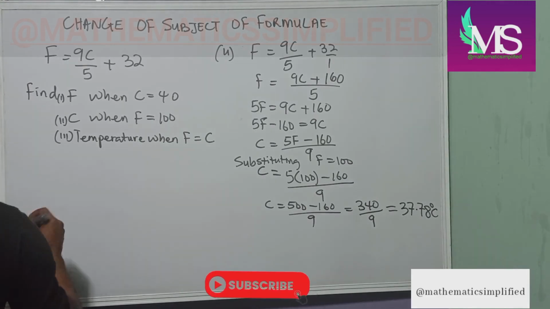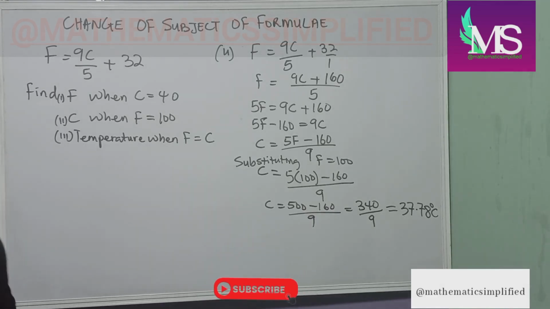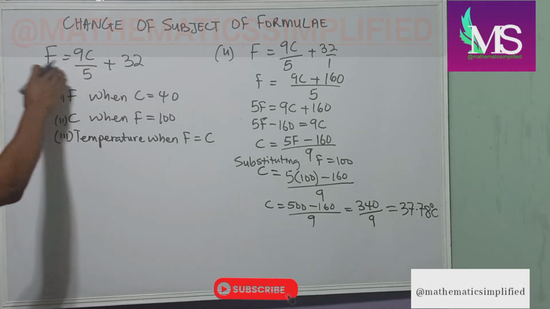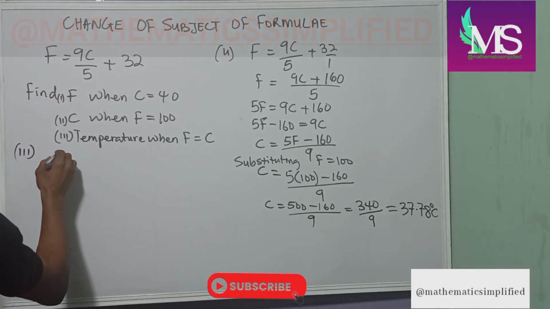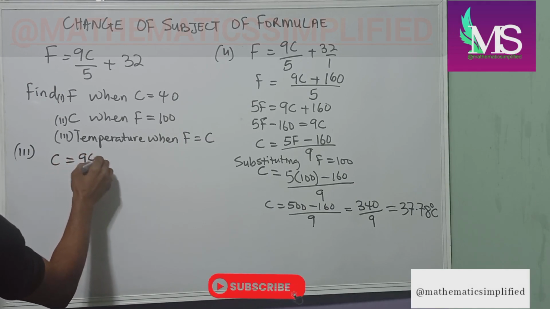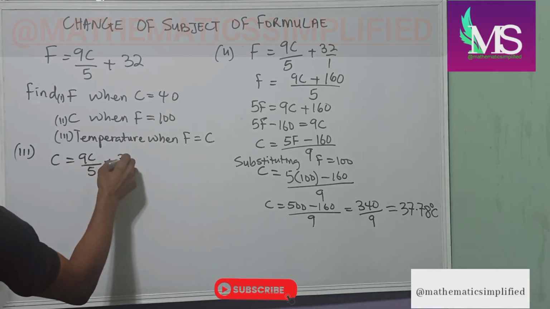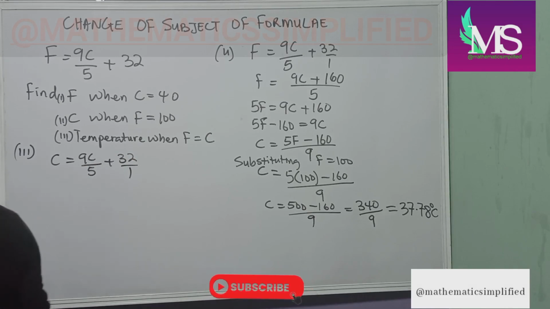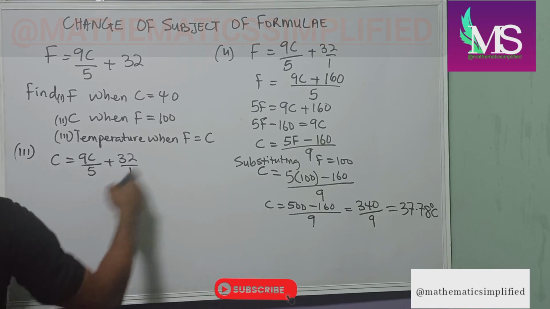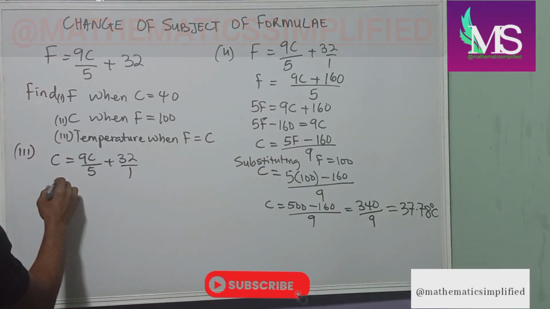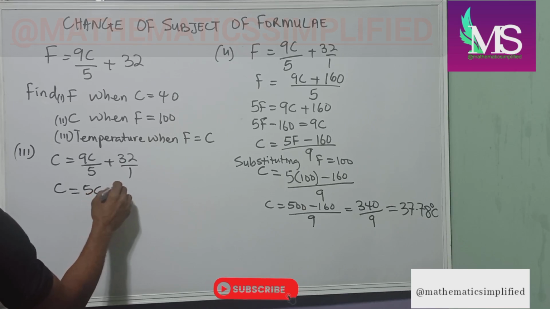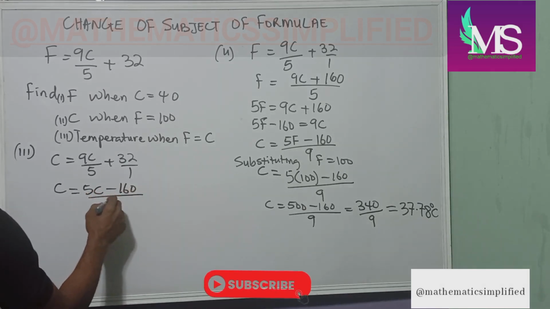Now, to the third aspect that says find the temperature when F equals C. That means in this equation, C equals F. So you can write it as C equals 9C over 5 plus 32 over 1. Now since F equals C, finding our LCM just as we did here, this will give us C equals 5C minus 160 all over 9.